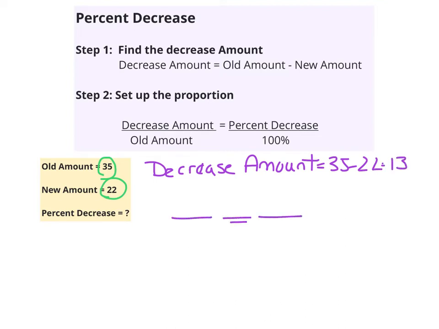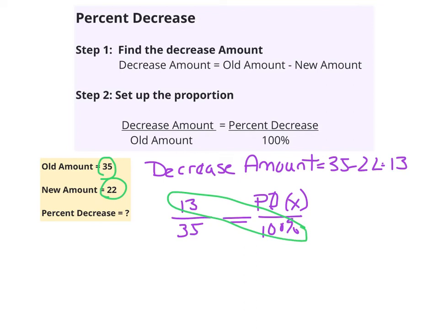Now step 2, we set up our proportion. 13 is our decrease amount over the old amount, which is 35. We're looking for the percent decrease. And let's make it the variable x so that we can solve it as an equation over the 100%. And now we just solve our proportion like we always do.